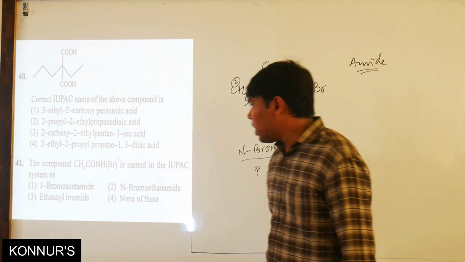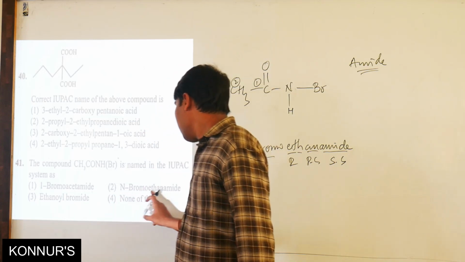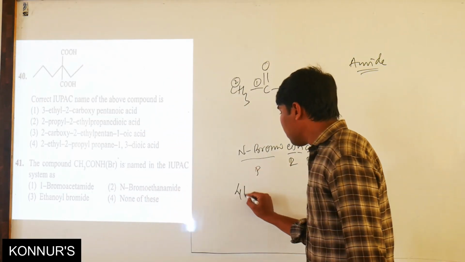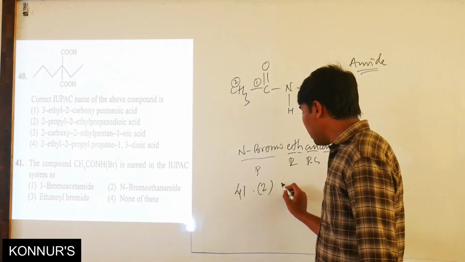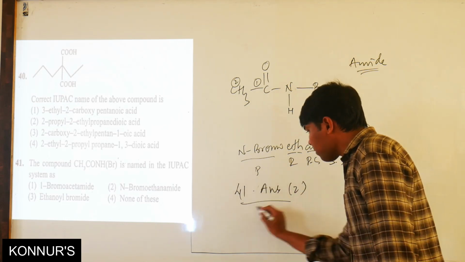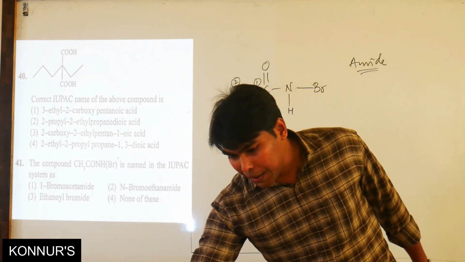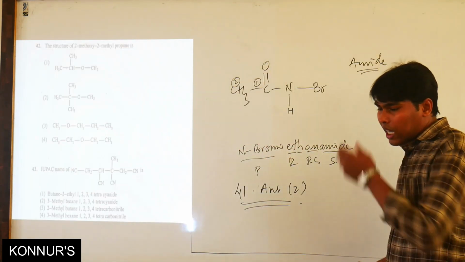N-bromoethanamide. This is 1-bromoethanamide. This one is N-bromoethanamide. So the 41st example, the answer is the second option. Moving on to the next slide. So the 42nd example here.